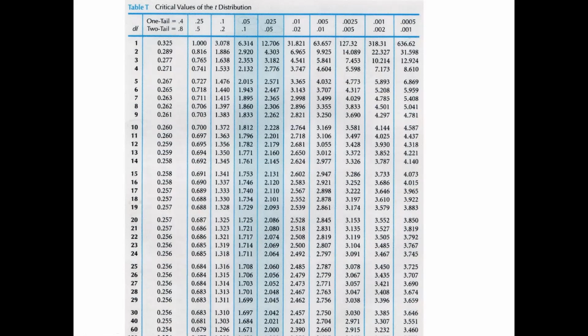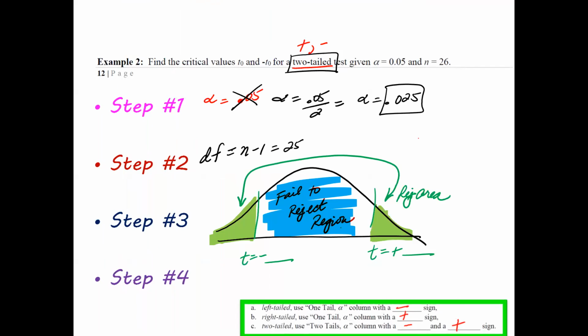So step number 4, I'm going to figure out what my t-value is. I know it is at 0.05 for the two-tailed, and it is at the degree of freedom of 25. So you're at 2.06. That's going to be 2.06 with a negative and a positive 2.06. And that is your answer.